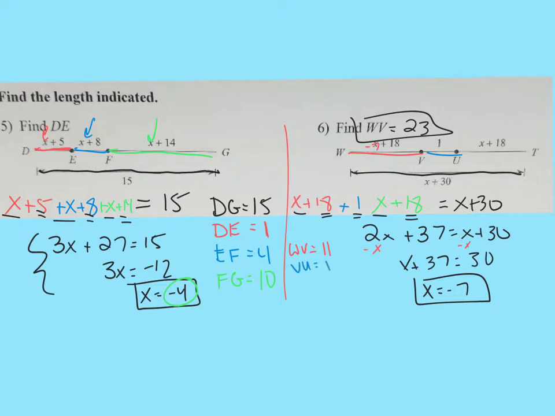VU, it's given, it's equal to 1. And then not WV. Oh, I messed up here. WV is not 23. WV is 11.